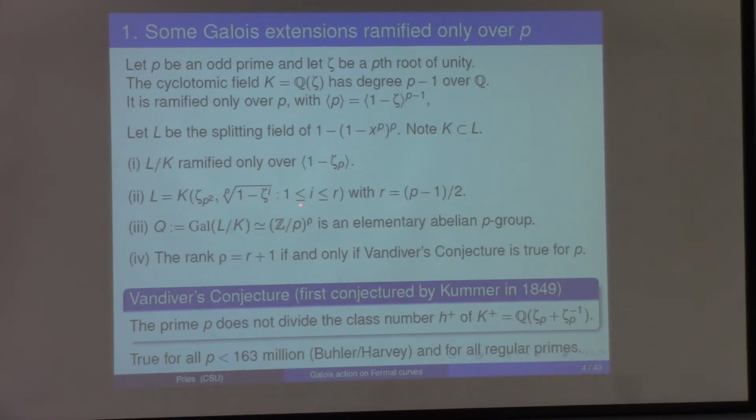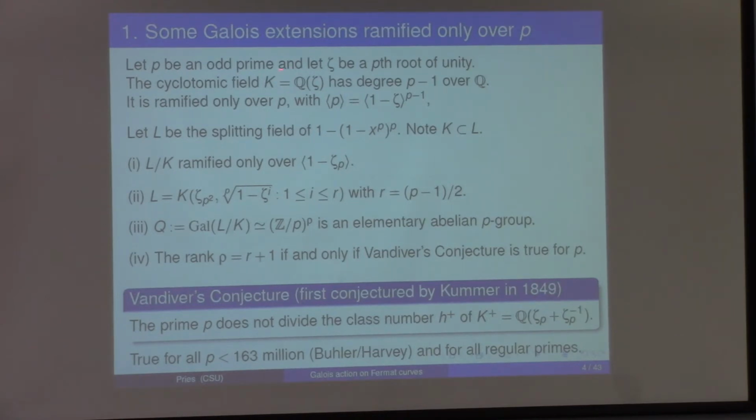And it turns out that, from this description of L, we can see that that power has to be less than or equal to this number r plus 1. And it turns out that the rank is exactly equal to r plus 1 if and only if Vandiver's conjecture is true for the prime p.